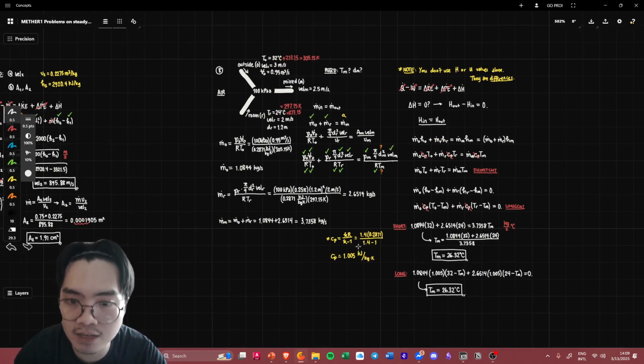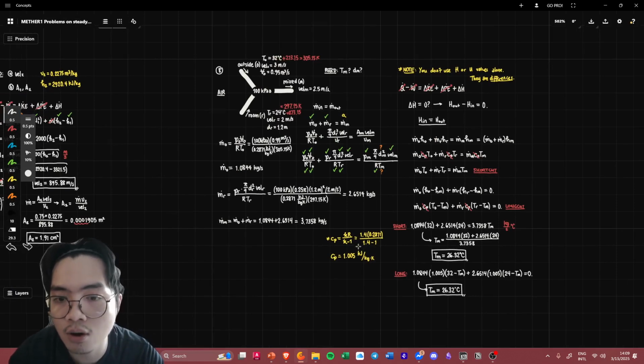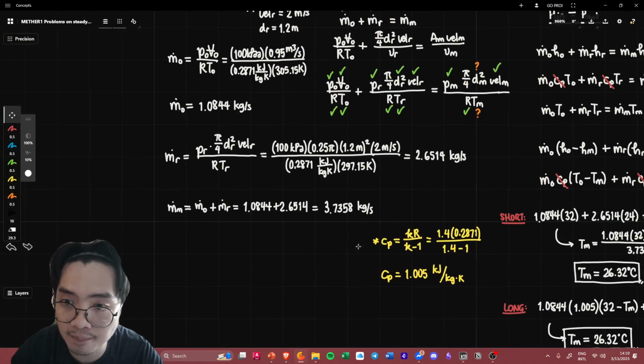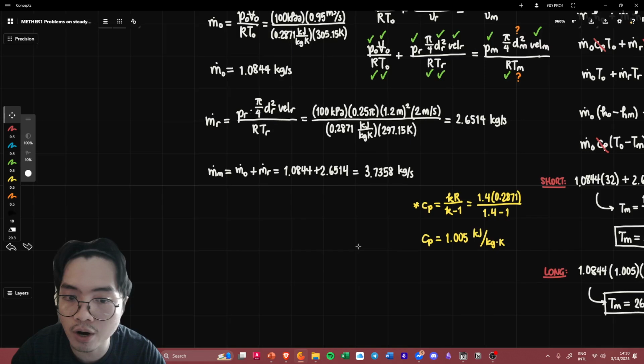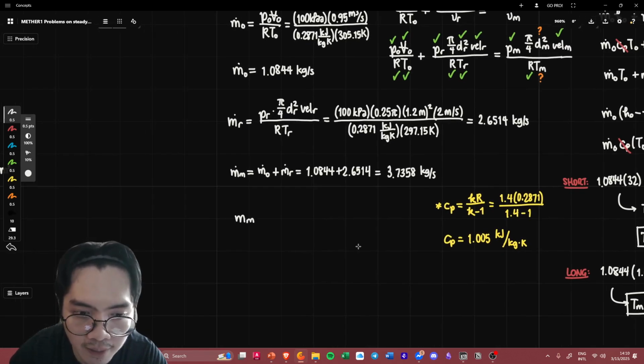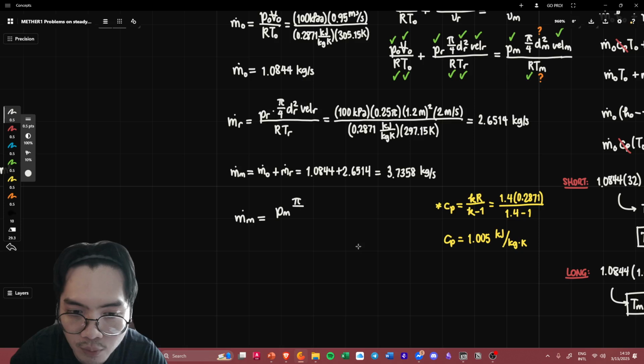And now, finally, we can solve for our value of DM. We now have a value of TM, and we have a value also for MM. So everything in here should work flawlessly. So I'm just going to rewrite it here. Your MM is now going to be PM pi over 4 DM squared vel M all over R TM.